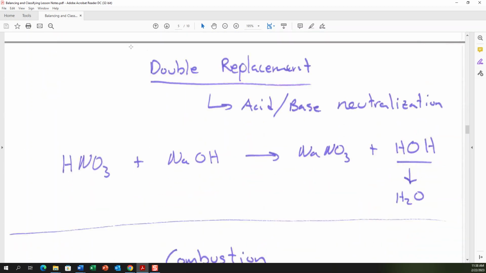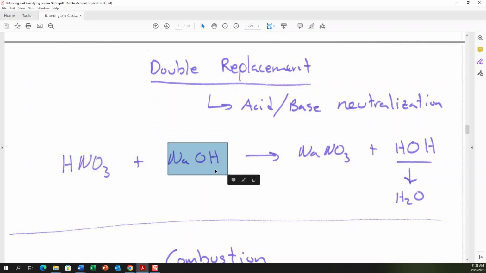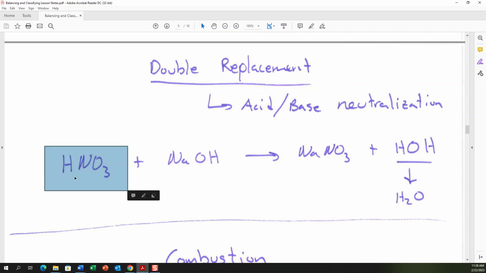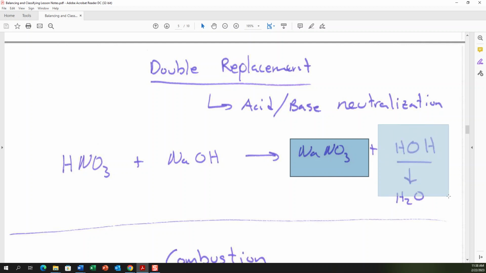So acid-base neutralization is also a specific type of double replacement reaction. If I have an acid and a base, remember a base right now is just anything that has an ionic hydroxide, and H in front. This is nitric acid and sodium hydroxide. But again, think double replacement. Sodium pairs up with nitrate and H plus pairs up with hydroxide, H plus and OH minus, right? So you end up with sodium nitrate and you end up with HOH, which is water. So when an acid and a base neutralize, you remember you always get water. Usually the two products are a salt, an ionic compound, and water.